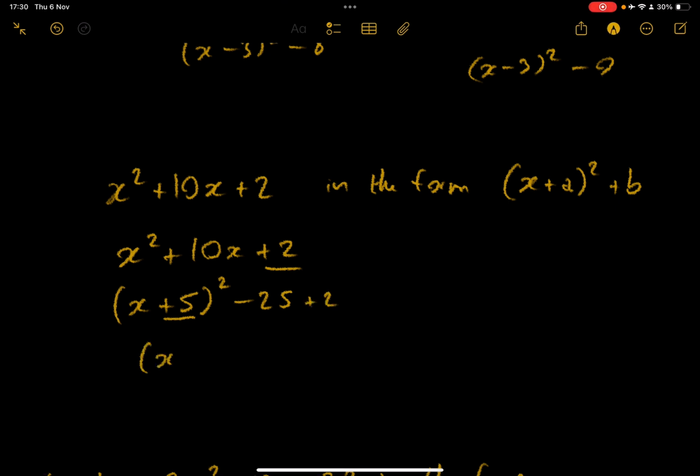Tidy that up. X plus 5 squared minus 25 plus 2 becomes minus 23. There we go. Done. That's it in this form.